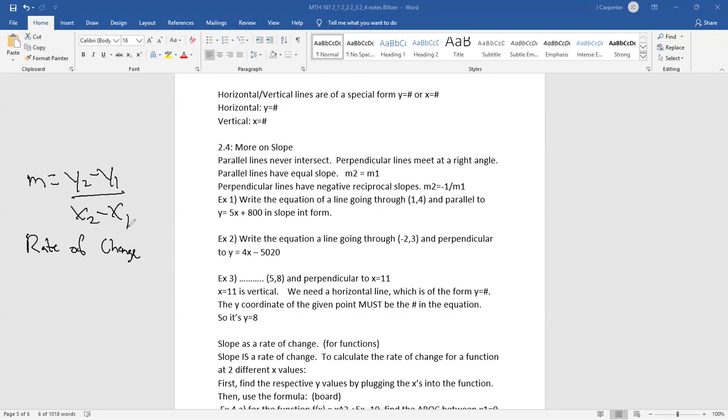To calculate the rate of change for a function at 2 different x values. So we've been using this slope formula for just equations, things that were written in x and y's. But back earlier in the chapter, we introduced function notation and we described how useful functions are because we can do things with them that we can't do with equations necessarily. So what's the main difference between equations and functions? It's that you write f of x instead of a y.